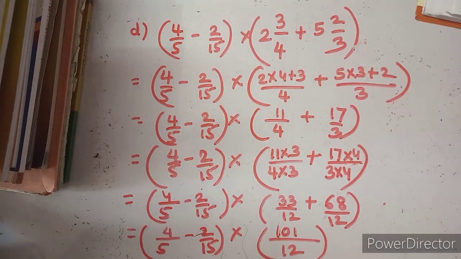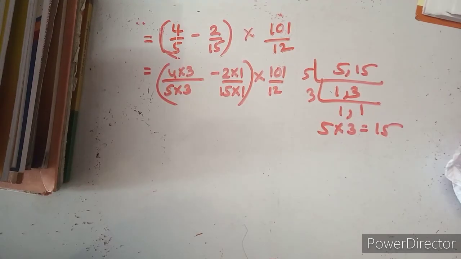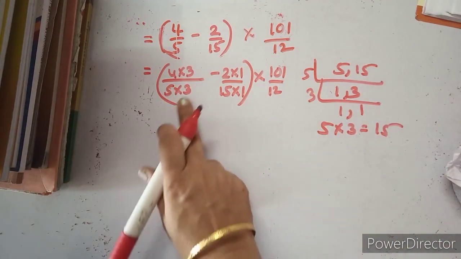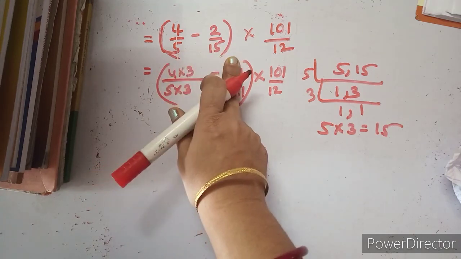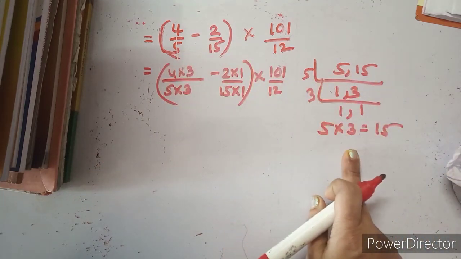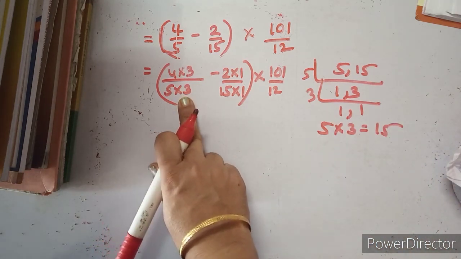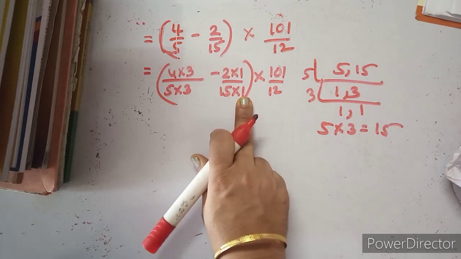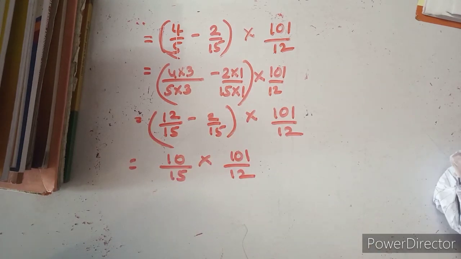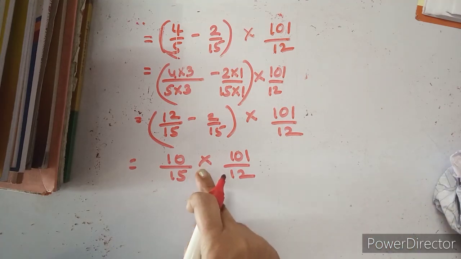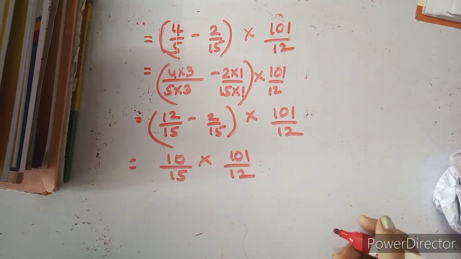Now you can see we got 101 upon 12, and then we need to solve this bracket. Now see, the next step is to take out the LCM of these two denominators. So I have taken out the LCM of these two denominators. It comes as 15. So see, I have made these denominators the common denominator, that is 15. Now see, we have solved this. So we are getting 10 upon 15 multiplied by 101 upon 12.